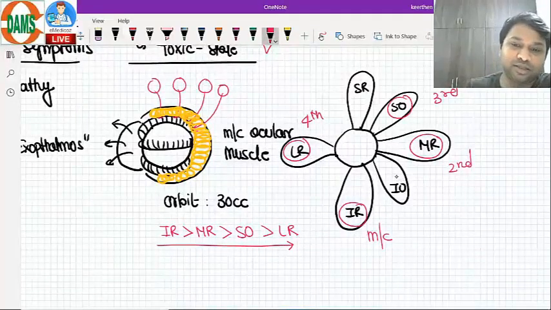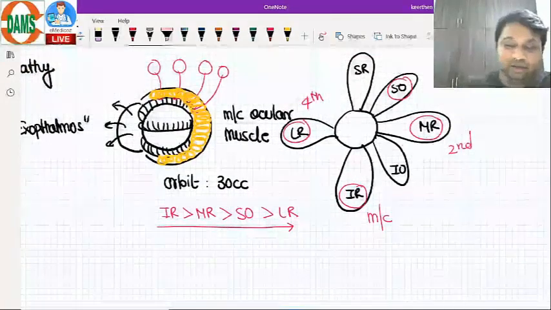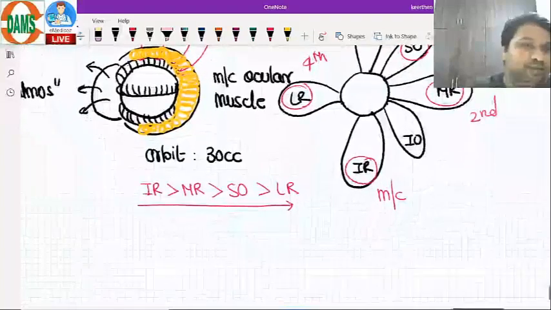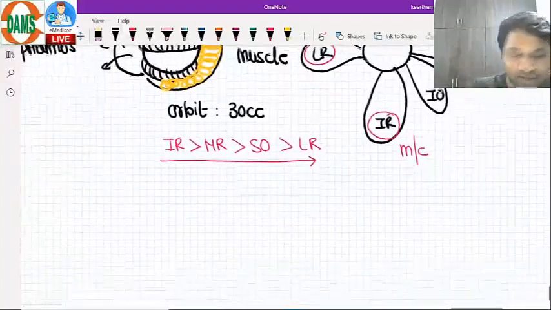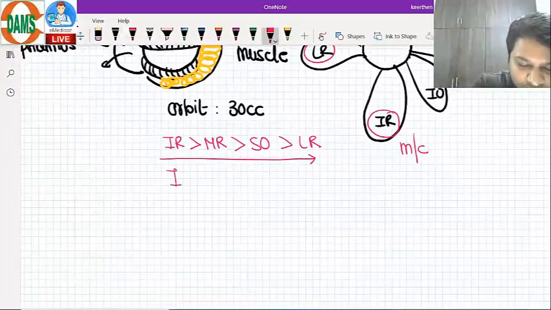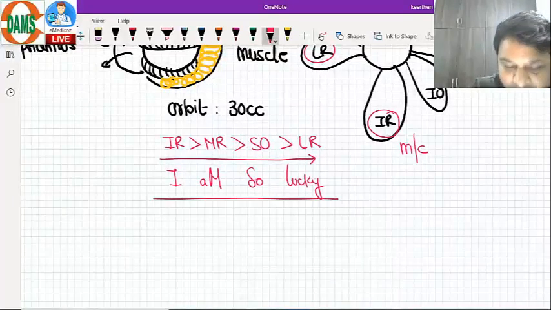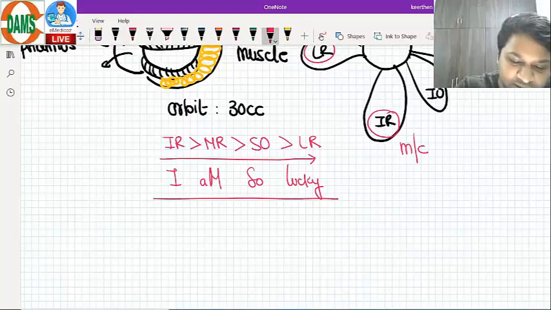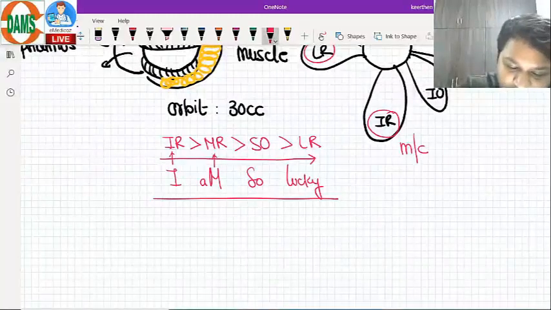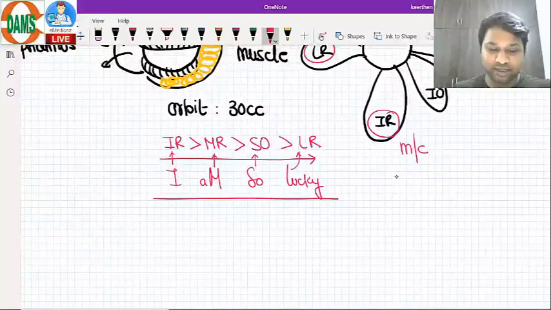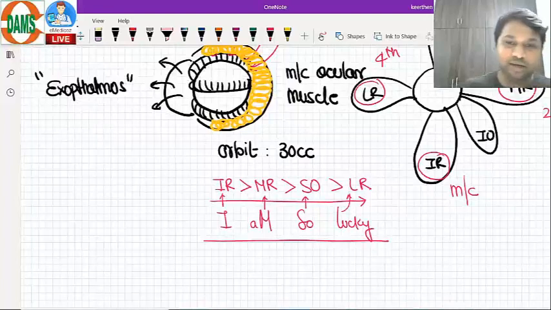These are the ocular muscles, no? Superior rectus, inferior rectus, medial rectus, lateral rectus, superior oblique and inferior oblique muscles, right? See, I'm so lucky that I'm teaching you guys, no? So the mnemonic is in the same context. The mnemonic that I can give you here is, "I am so lucky," right? I stands for inferior rectus, M stands for medial rectus, SO stands for superior oblique, and L stands for lateral rectus. So this is the involvement of the ocular muscles.